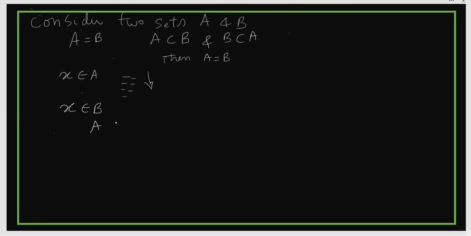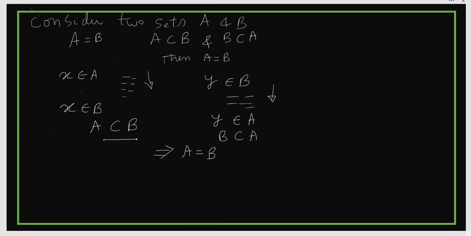Then A becomes a subset of B. Similarly, we'll take another arbitrary element y that belongs to B. Subsequently, we'll prove that y also belongs to A. In that case, B becomes a subset of A. It implies that A is equal to B, because A is a subset of B and B is a subset of A. Right? So that is why A equals B. This is our approach.